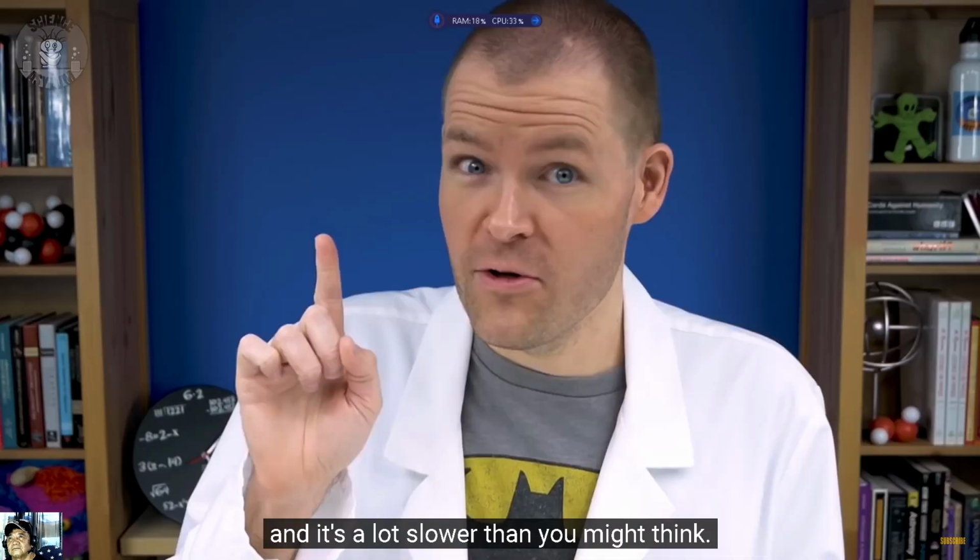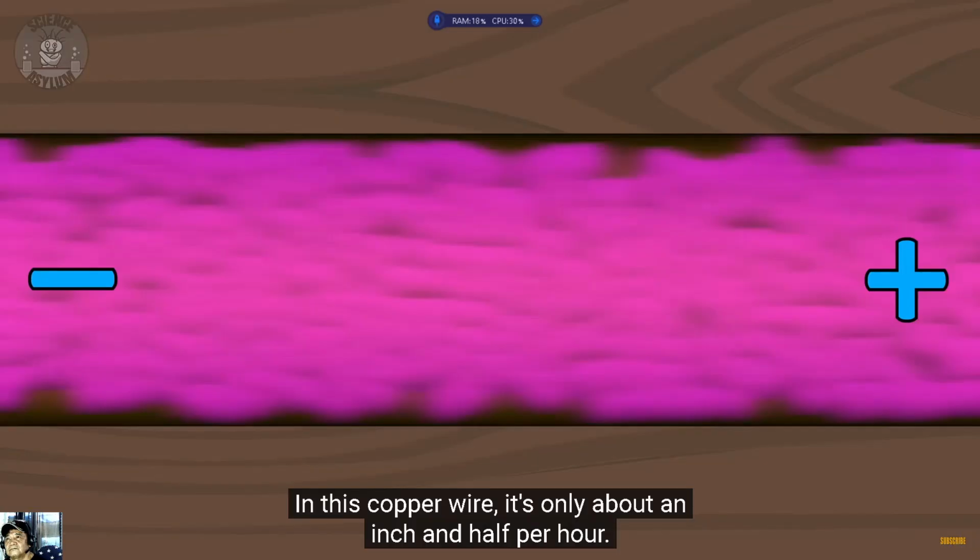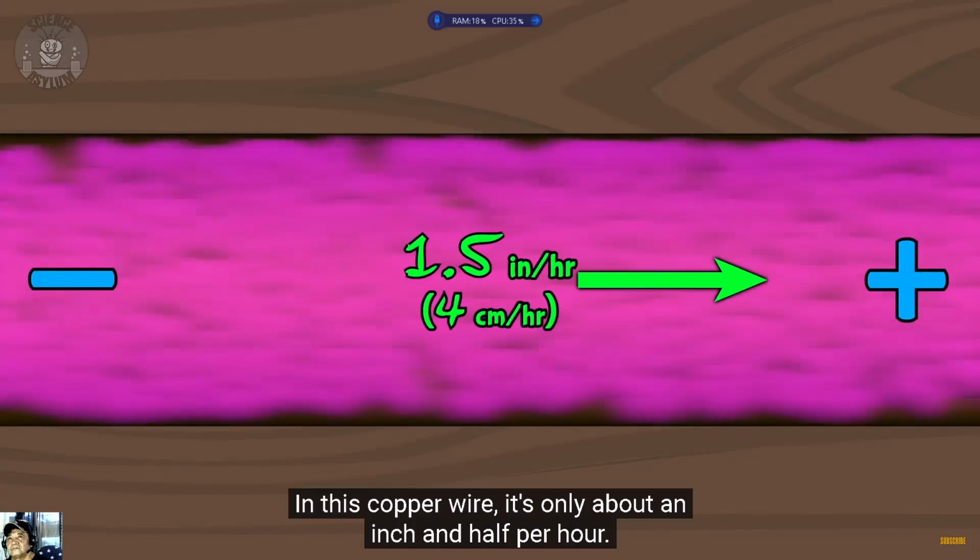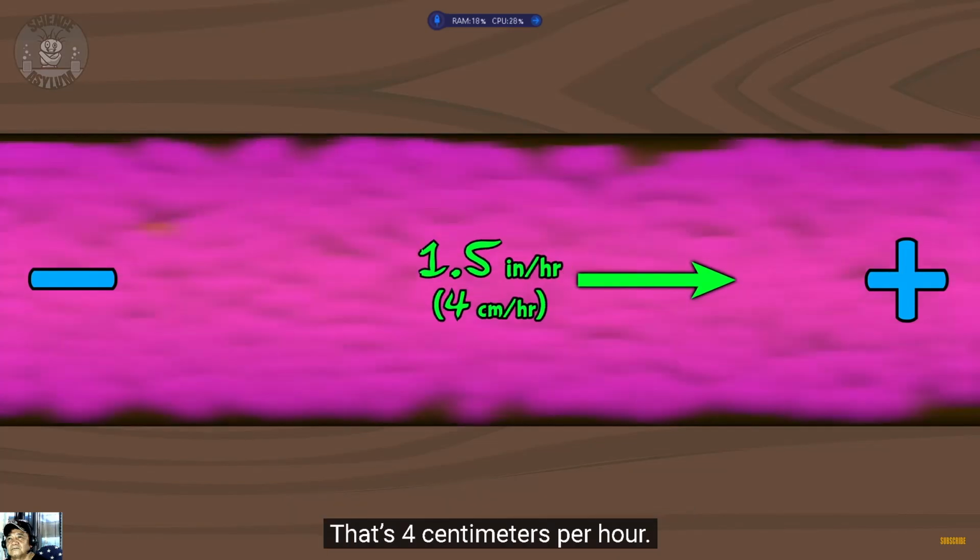And it's a lot slower than you might think. In this copper wire, it's only about 1.5 inches per hour. That's 4 centimeters per hour. Wait a minute, then how come this flashlight turns on instantly?